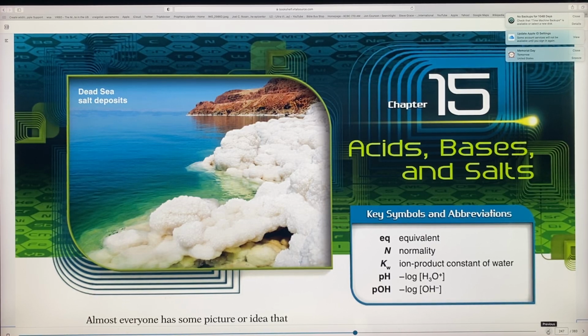So we're on chapter 15 of your chemistry book. We're going to be talking about acids, bases, and salts. So what does this have to do with our world? A lot. Especially you see here a picture of the ocean and how much salt the ocean produces. And how does it produce this salt? Well, producing salt has a lot to do with the combination of acids and bases in water.